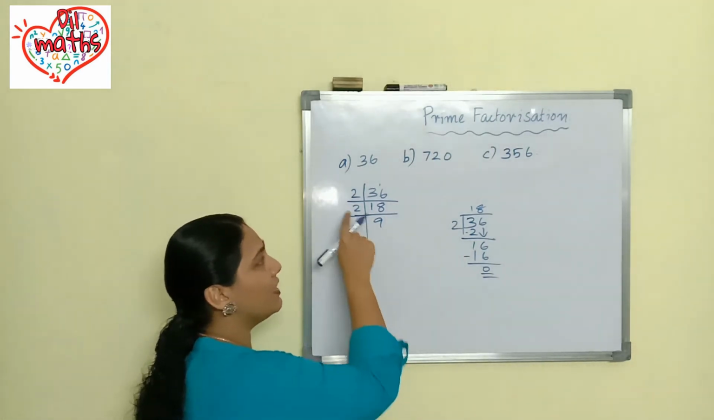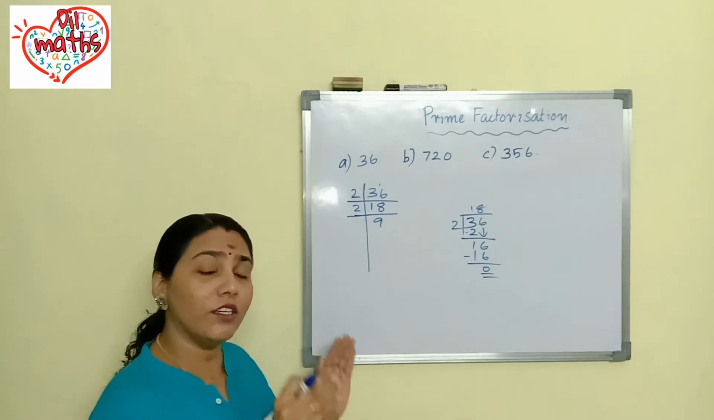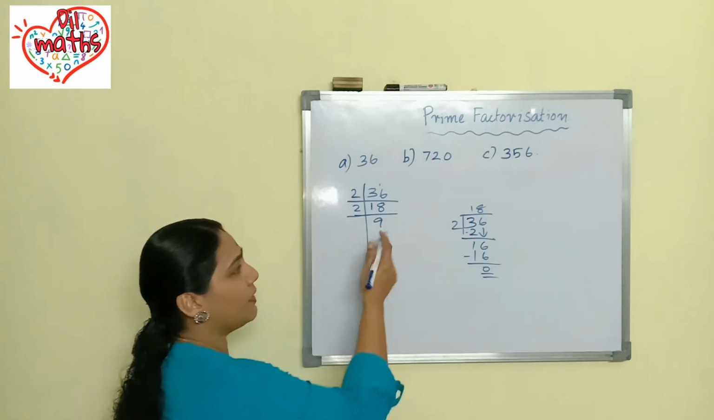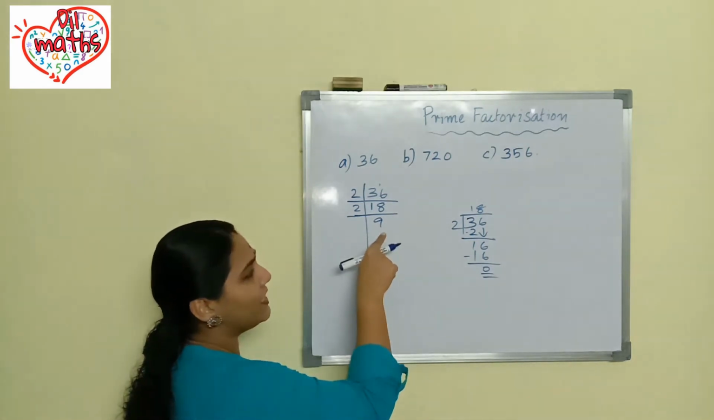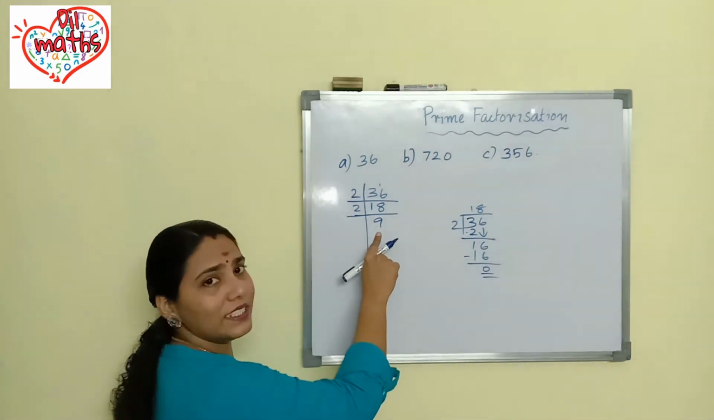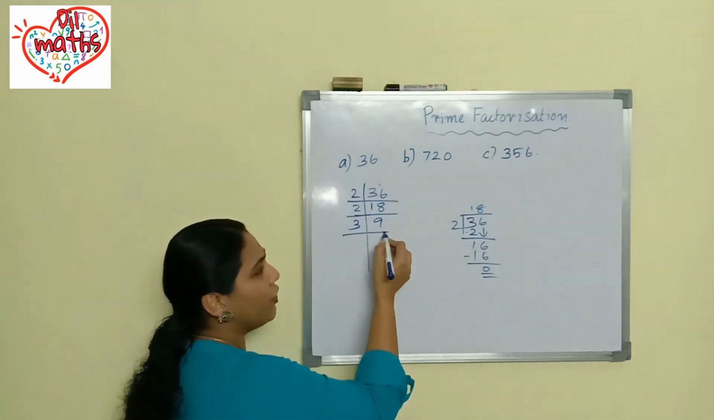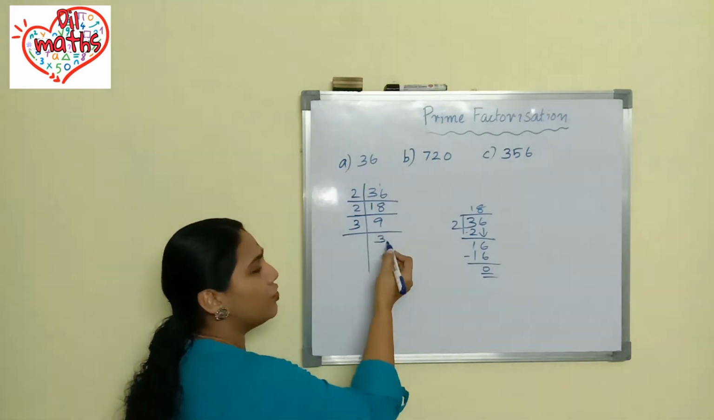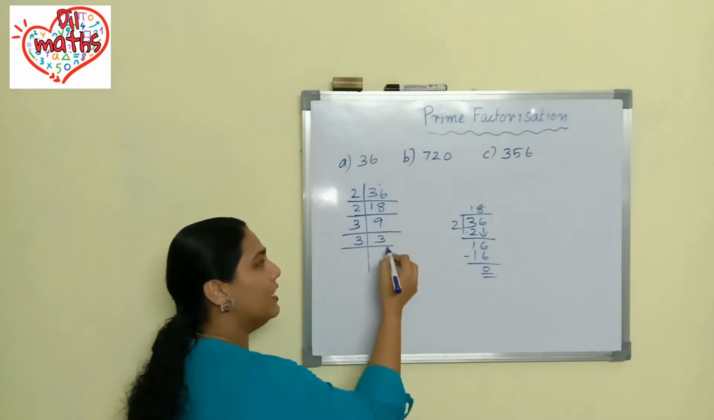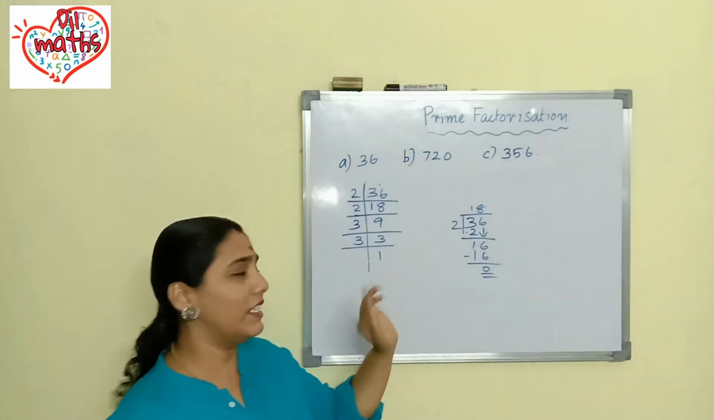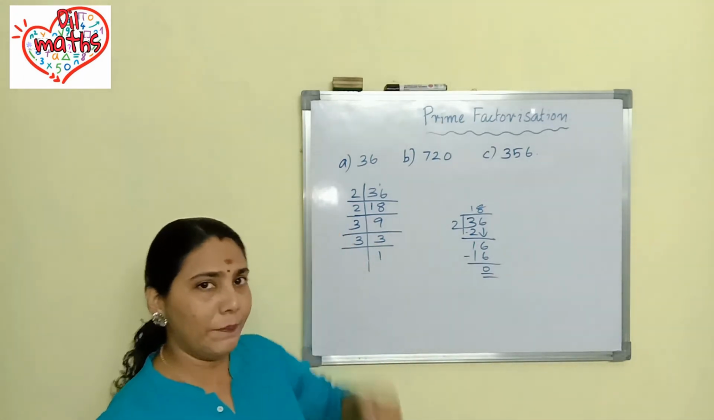Now that we are getting 9, we can't divide this by 2. So, what will we do? We will go to the next prime number. Which is the next prime number? 3 is the next prime number. From here you can see you can divide this 9 by 3. So, we are going to write 3. 9 divided by 3, what will you get? 3. Again, you should divide by 3. So what will you get? 1. So until you get 1, you should repeat the process.